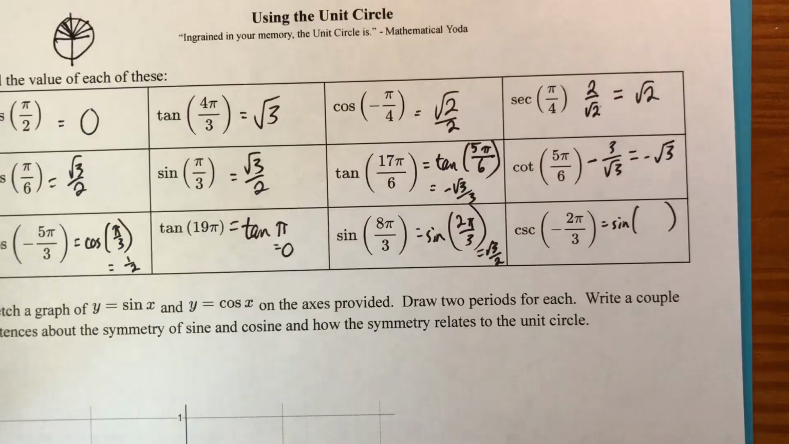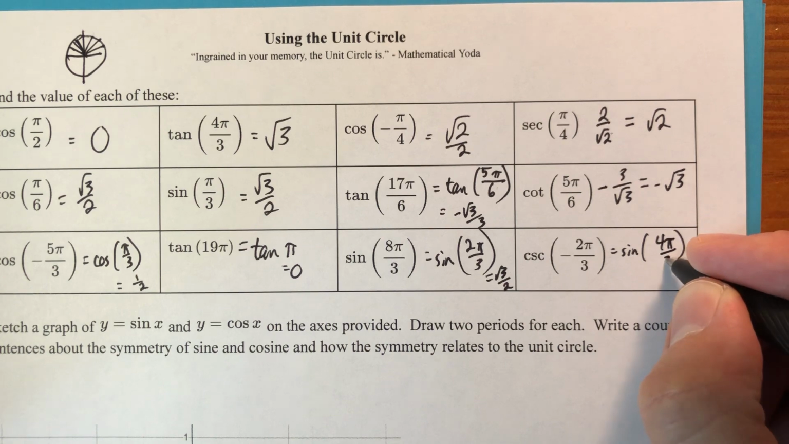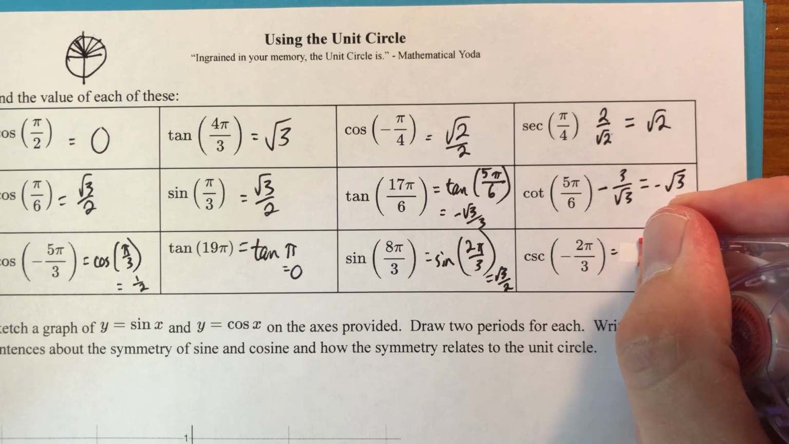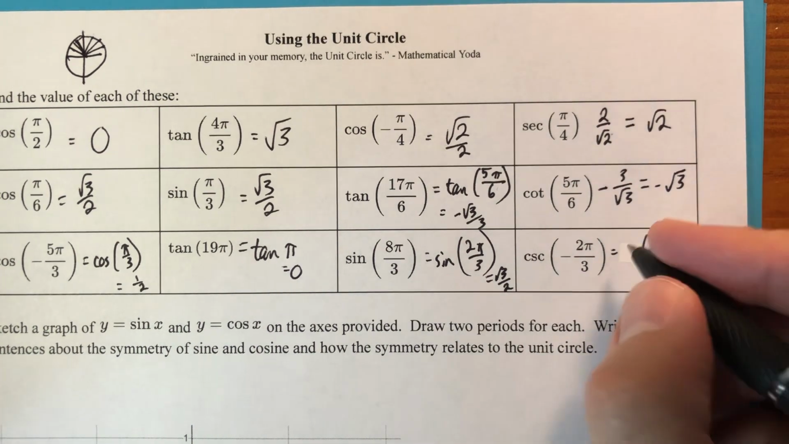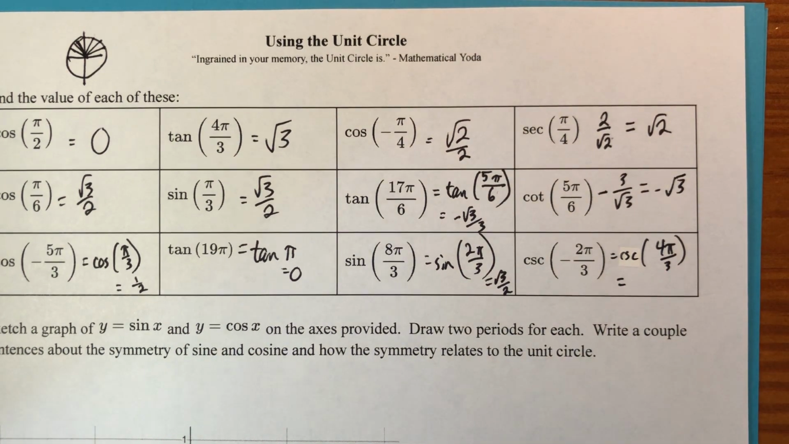So I wrote sine. I should not have written that. That should be cosecant, not sine. I don't want to lose sight of what I'm doing. I do need the sine value. I apologize if I made you write something that you didn't need to write yet.